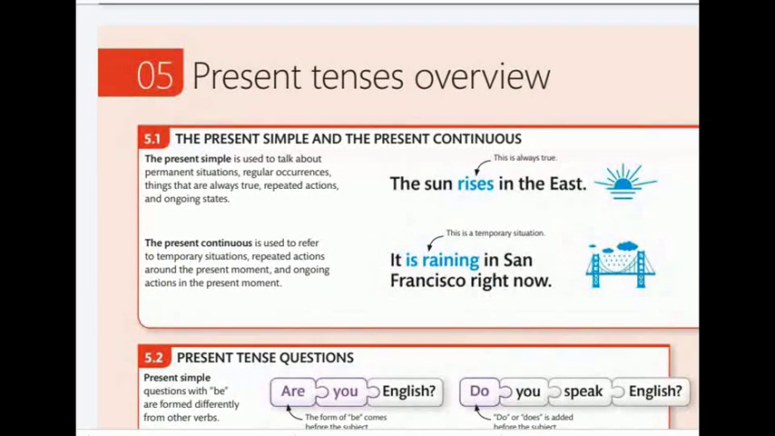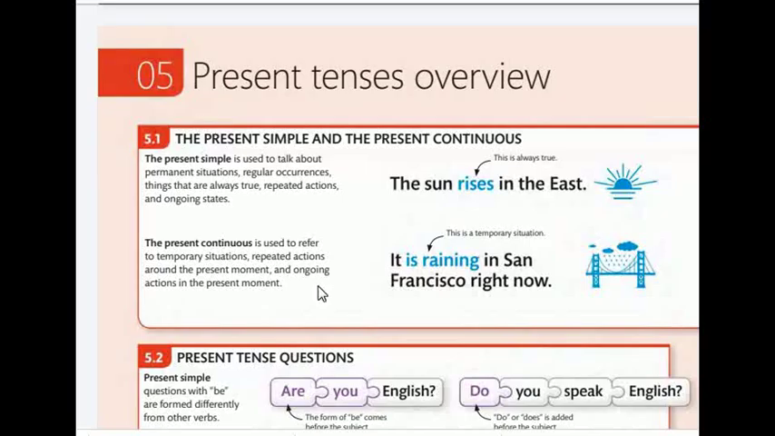Okay, in the next one, unit number 5, present tenses overview. 5.1, the present simple and the present continuous. We will speak about these tenses. The present simple is used to talk about permanent situations, regular occurrences, things that are always true, repeated actions, and ongoing states. For example, the sun rises in the east. That is always true. It is present simple.